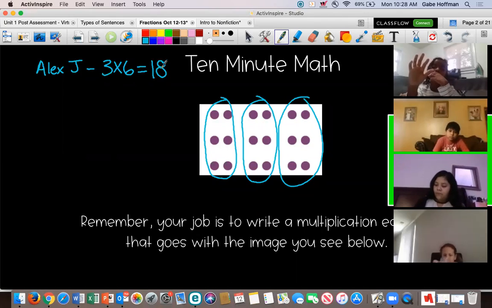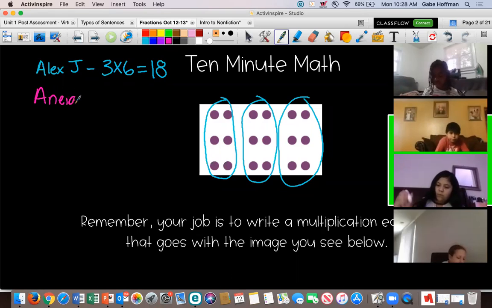All right, who used a different equation? Ania. I did 9 times 2 equals 18 dots. Okay, and how did you see your groups? So I saw 2 together, and then another 2, and then another 2, and then another 2, and another 2. So you saw 9 groups of 2.